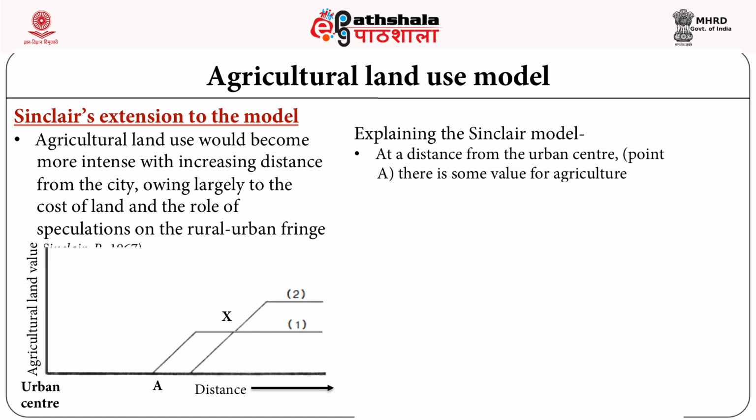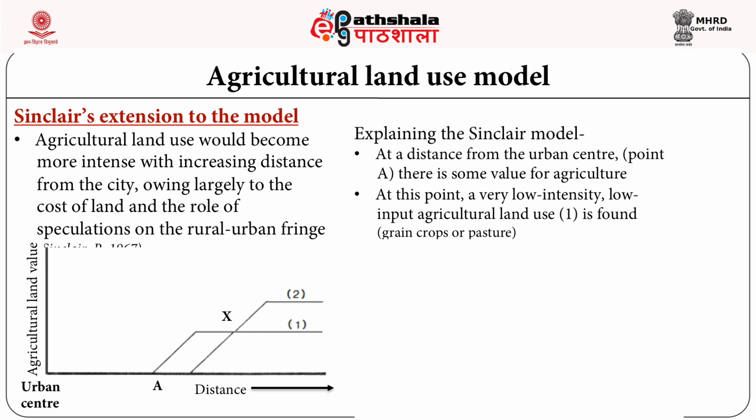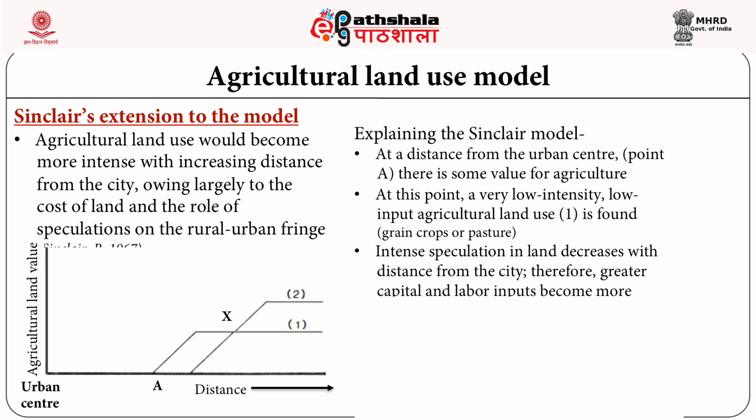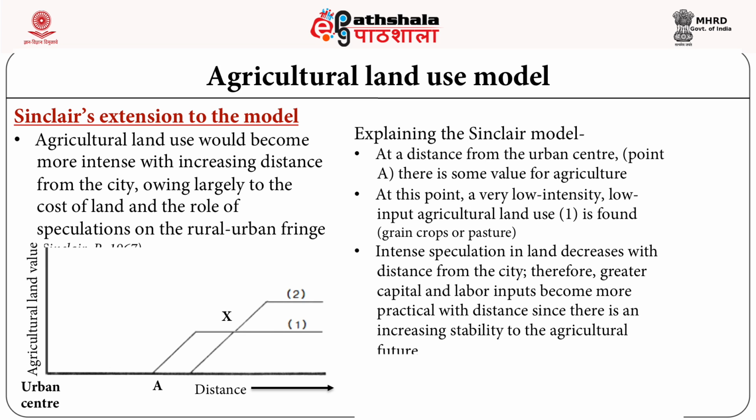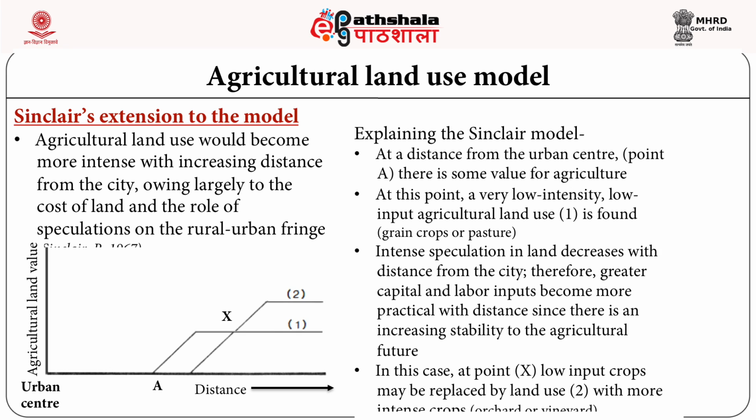Now, when we further explain Sinclair's model, we see that at a distance from the urban center, at point A, there is some value for agriculture. At this point, a very low intensity, low input agricultural land use is found, that is grain crops or pasture. Intense speculation in land decreases with the distance from the city, and therefore greater capital and labor inputs become more practical with distance, since there is an increasing stability to the agricultural future. In this case, at point x, the low input crops may be replaced by more intense crops or cropping patterns, that is, orchard or vineyard, as shown by line 2.